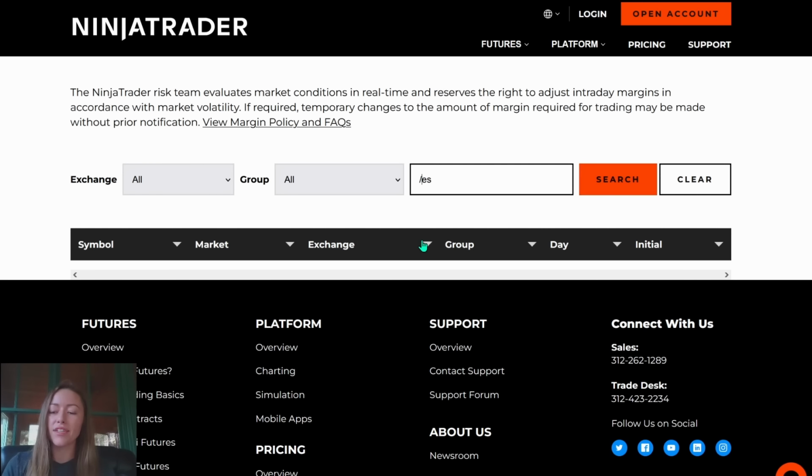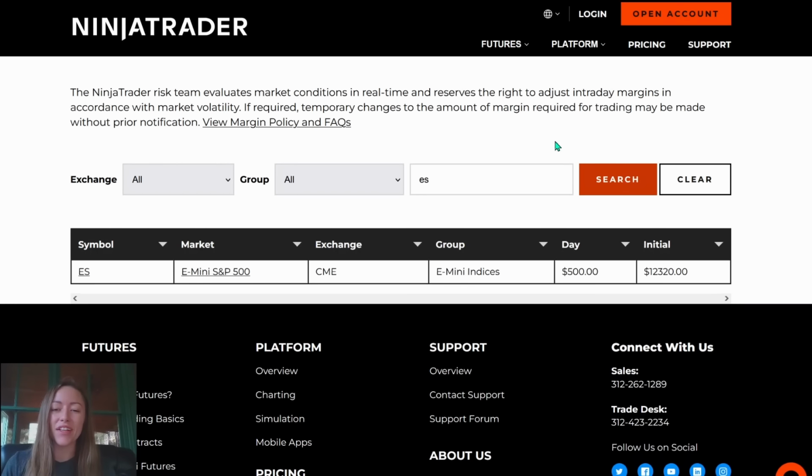Oh, I'm so used to typing in the slash. Let's try this. There we go. So you can see $500 day, but the initial, if you're swing trading, is that higher amount. So this is just for day trading, which is what most people do when you are trading futures. Swing trading is a completely different beast, but very possible once you find your strategy.